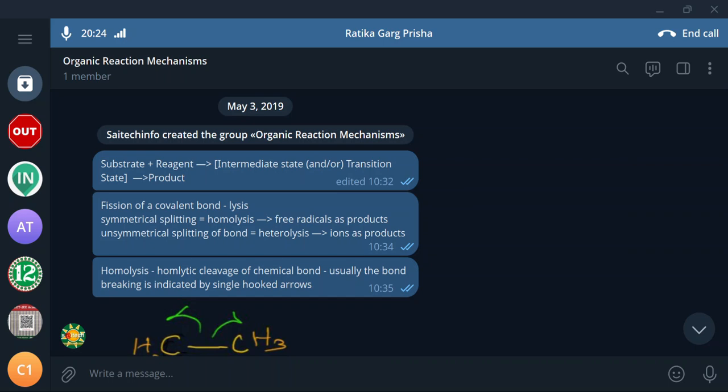I would like to throw some light on the reaction mechanism. After completing the basic concepts about the organic reaction mechanism, I will be able to continue with the hydrocarbon nomenclature. Is it okay for you? Okay, sir. Right. Now, first of all, in organic chemistry, you have got a chemical reaction.